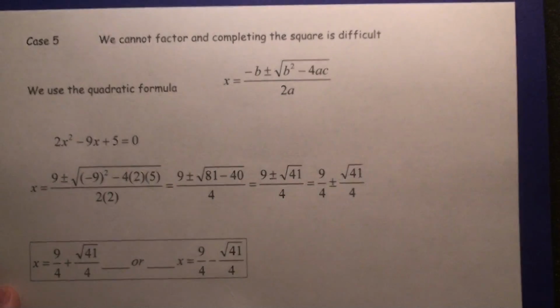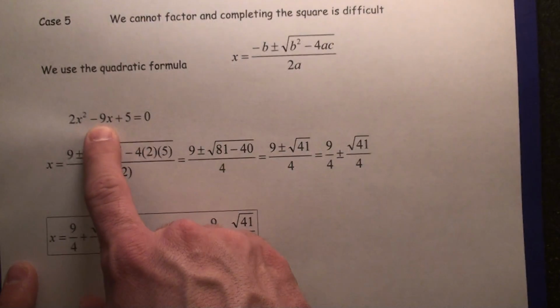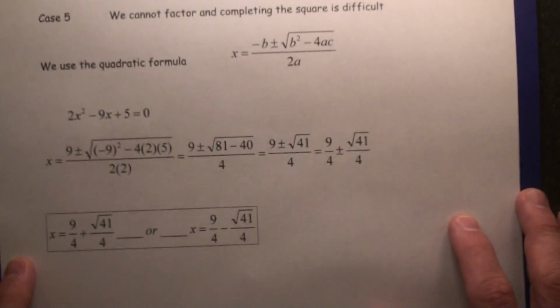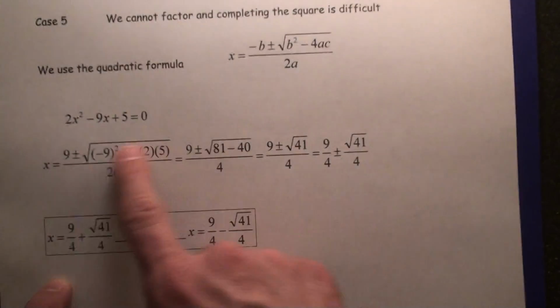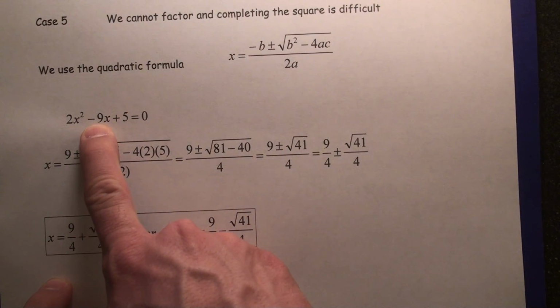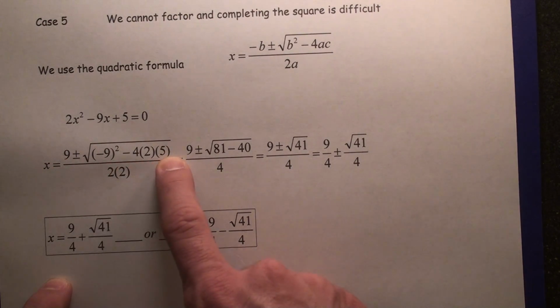What if you cannot factor and completing the square is difficult? Well, what you're going to do is use the quadratic formula. Here it is. You have ax squared plus bx plus c equals 0. We use a, b, and c right into that formula, so then you plug it in. Now, the tricky part here is b is a negative 9, so therefore it's 9 plus or minus, and you just go from there. B squared minus 4ac.